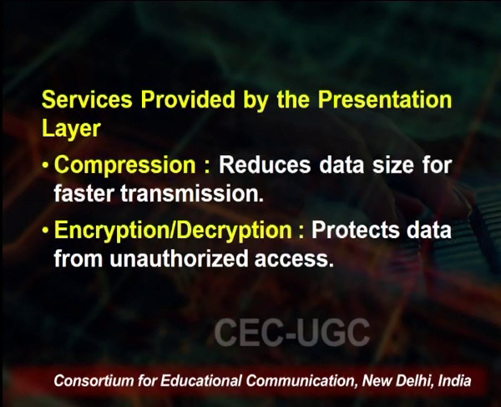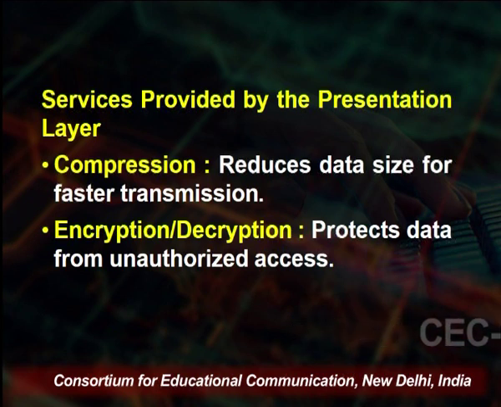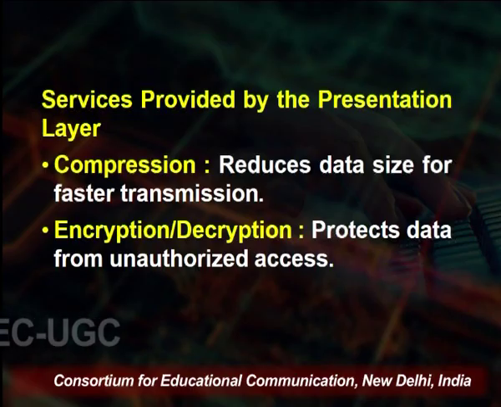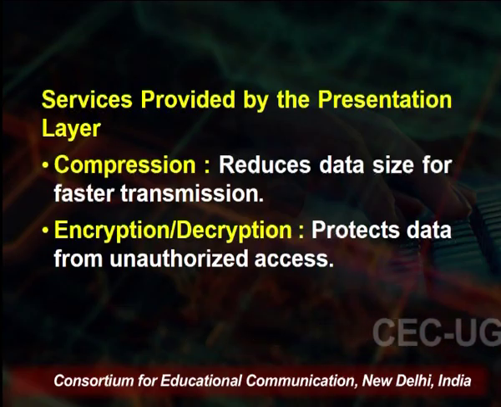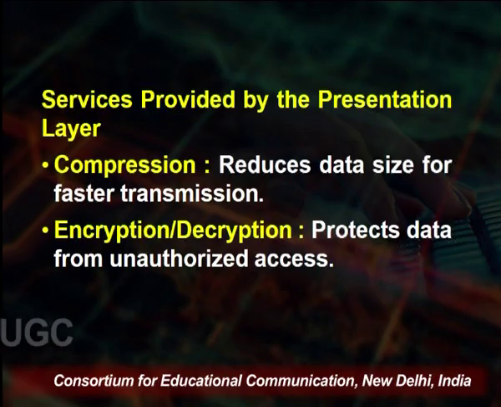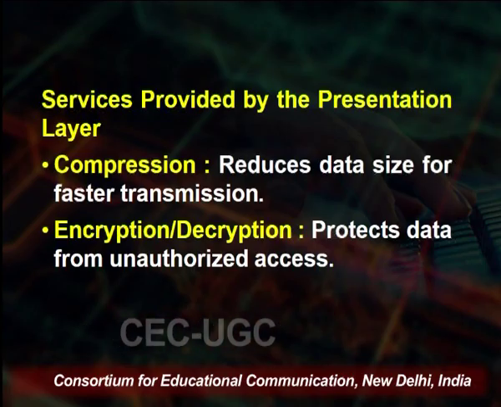Now, when we look into these functions in detail, let us say the first one, which is compression. What do we understand by compression? Compression is reducing data size. And why do we need to reduce this data size? Obviously for faster transmission. So, compression is reduction of data size for faster transmission. Then comes encryption or decryption. Encryption, decryption is coding of data in order to protect it from unauthorized access. That is what encryption, decryption is.